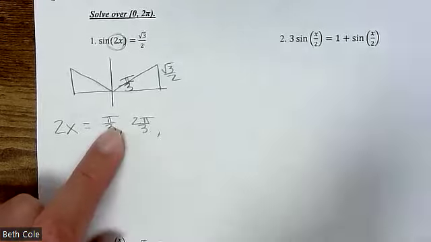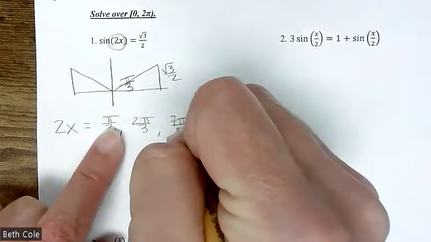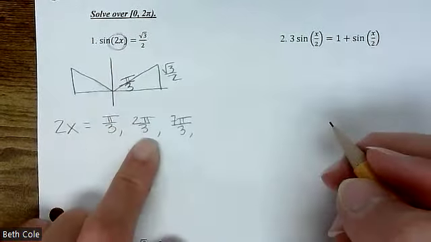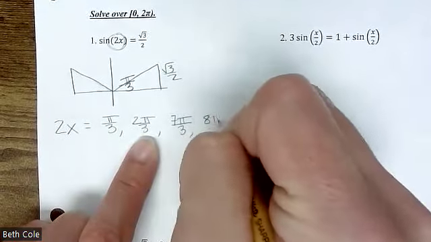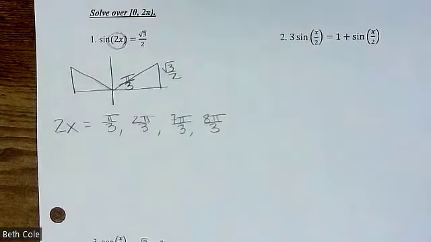So 1/3 plus 6 thirds, 7 thirds, this is adding. And then 2/3 plus 6/3 is 8/3. So you get two more answers because you just go around the circle twice. Not really any different than what you did last time. You just get more answers, that's all.